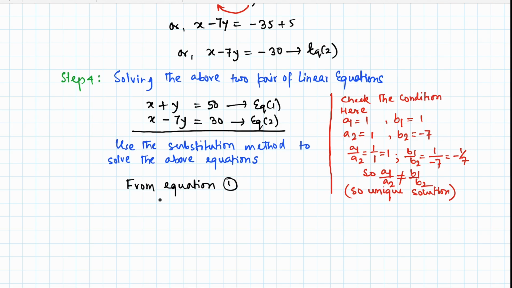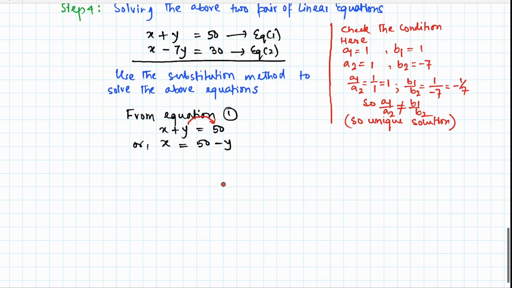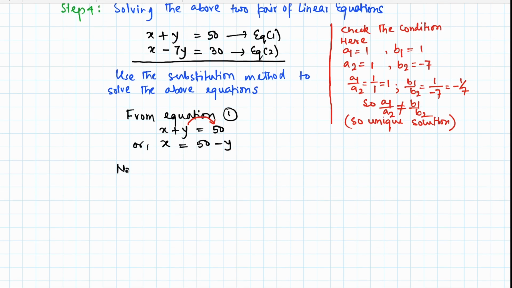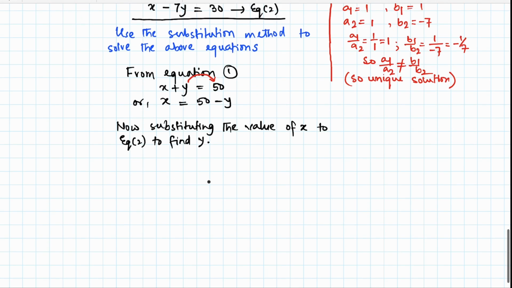So from equation 1, x plus y equals 50. Now x becomes 50 minus y, as we are moving y from the left hand side to the right hand side. Now we substitute the value of x into equation 2 to find y. Equation 2 is x minus 7y equals minus 30.